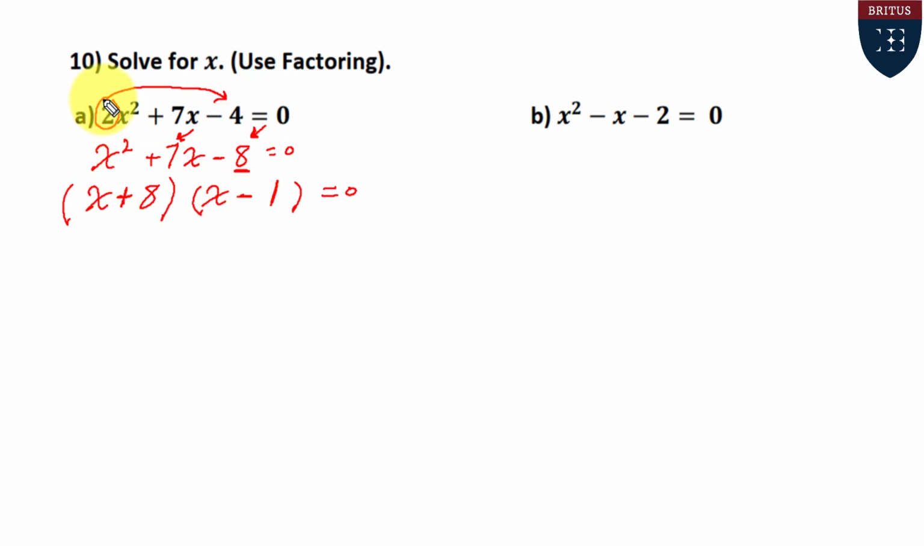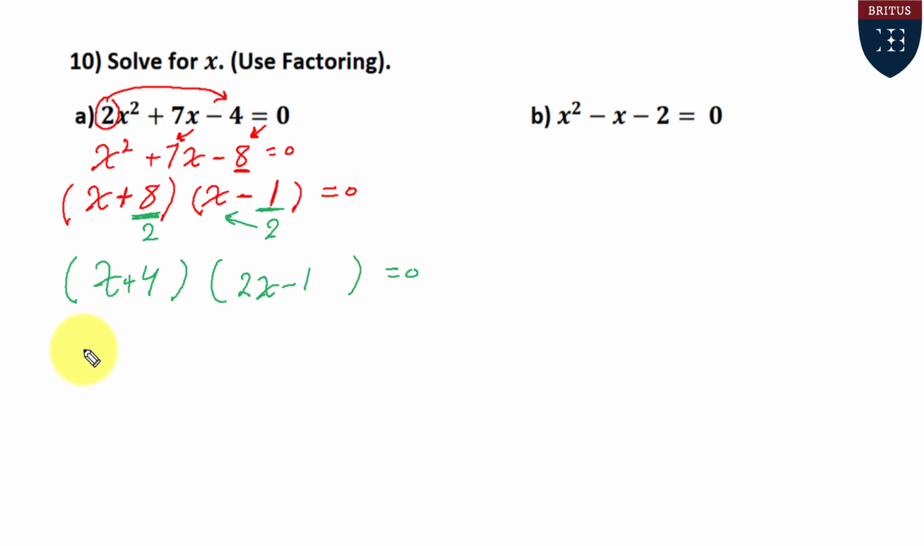But don't forget, you multiplied by 2, so now you must divide by 2. Next, I will divide the two numbers 8 and 1 by 2 and simplify again. We get x plus what? Plus 4. And x minus 1 over 2, so multiplying by 2, we get 2x minus 1 equals 0.